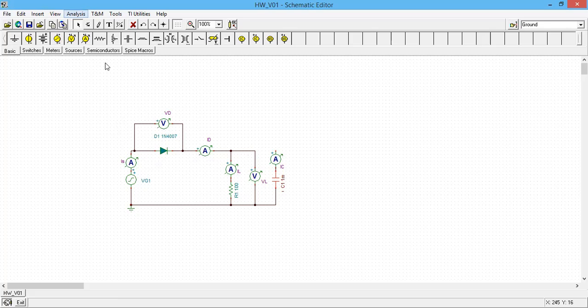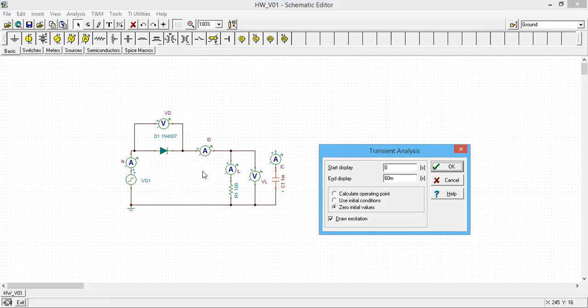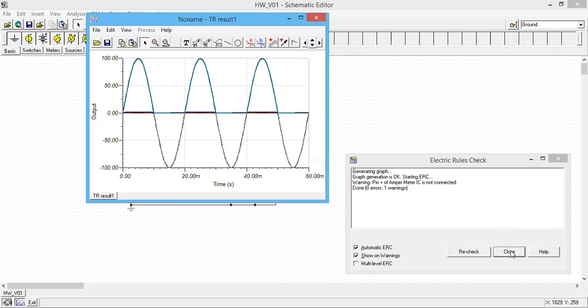So I can go to analysis, transient. This is a 50 hertz signal, so I know the periodic time is 20 milliseconds. So I am going to simulate it for 3 cycles, which is 60 milliseconds, and that will be enough. I'm going to start from 0 initial condition, which means the capacitor doesn't have any voltage, and everything is started from 0. So this is how it looks.